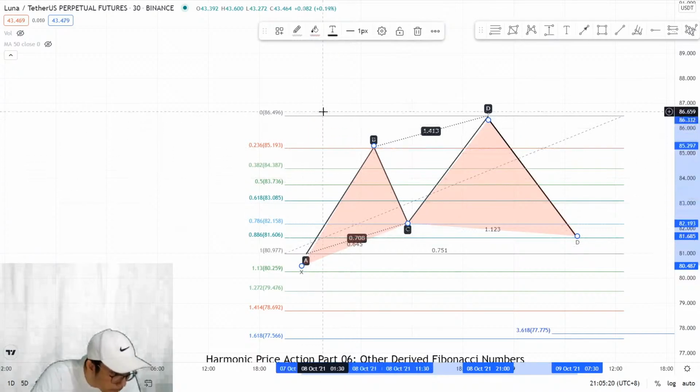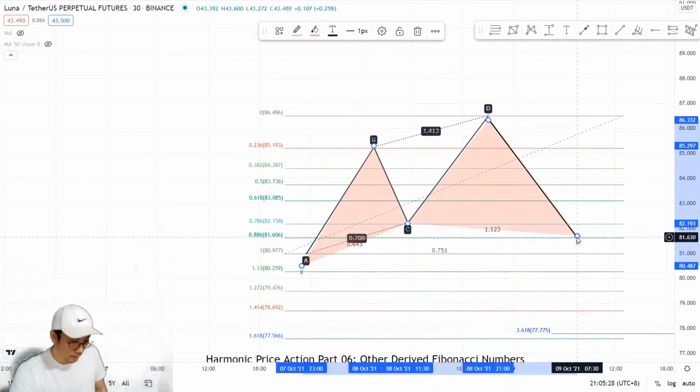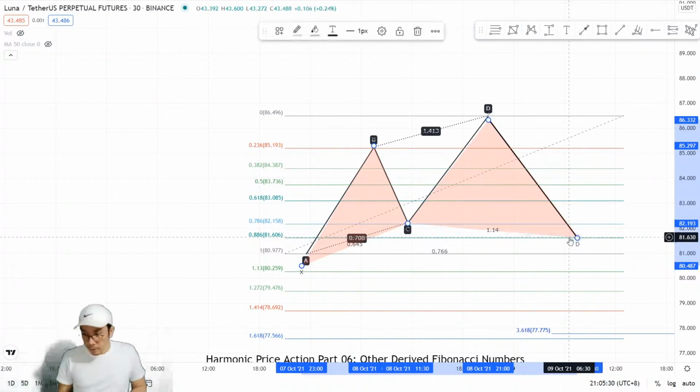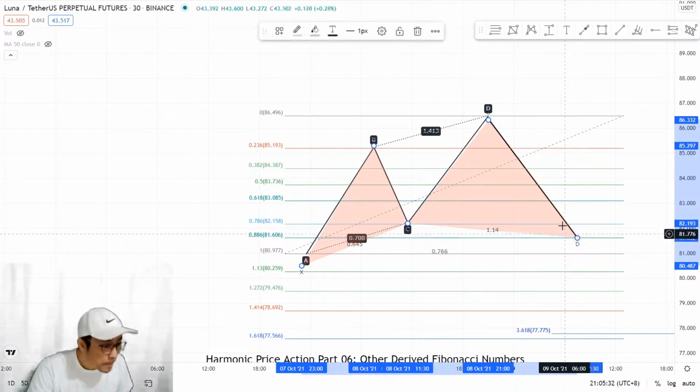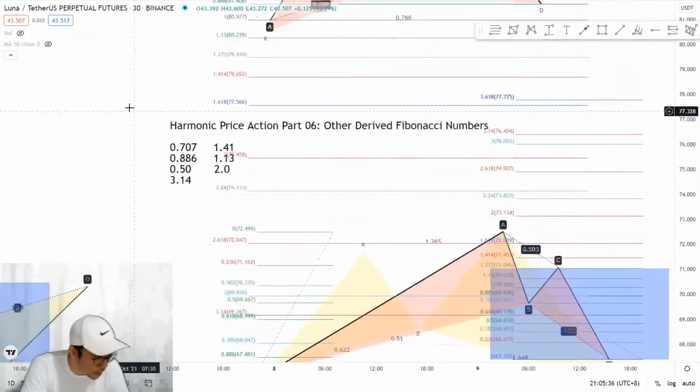But 86 something, yeah, it has to be in this one. 886, pala. Okay. What else? I think we covered everything na. Then we will proceed to the actual sample.